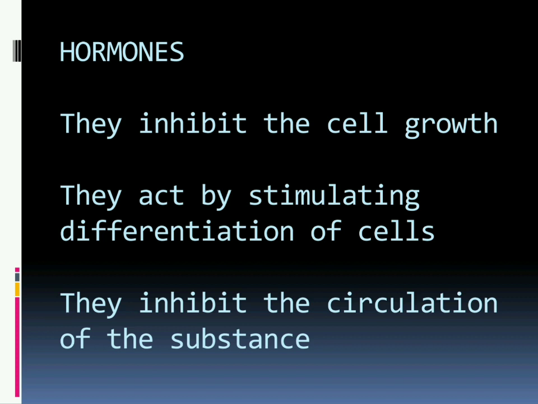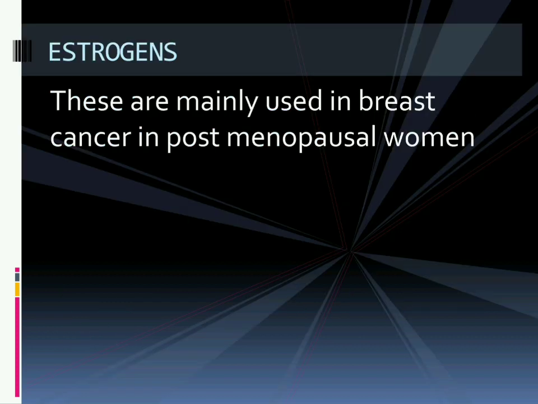The hormone therapy is mainly used in the treatment of breast and prostate cancer. Some important examples of hormones used in malignancies are estrogen, thyroxine, etc.